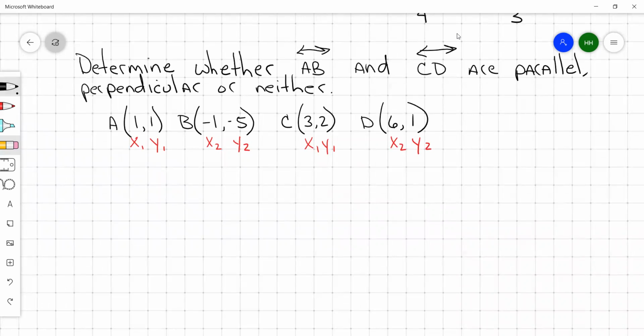So we're going to find the slope of AB. So the M is going to be equal to -5 minus 1 divided by -1 minus 1. So -5 minus 1 is -6. -1 minus 1 is -2. So the slope of this line would be +3.